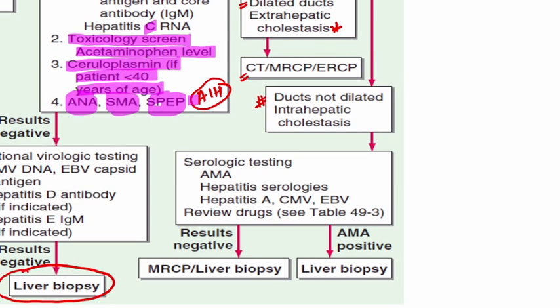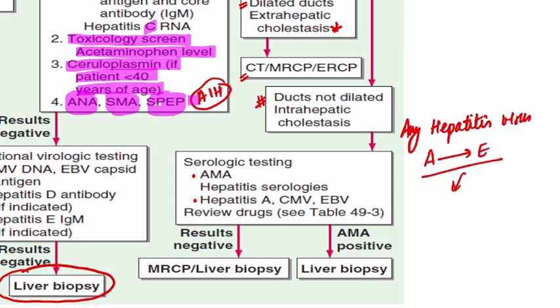The most important cause is autoimmune hepatitis, right? And some viruses like hepatitis A, CMV, EBV. It is very important to understand that any hepatitis virus, A to E, can cause both hepatocellular pattern and cholestatic pattern, right?